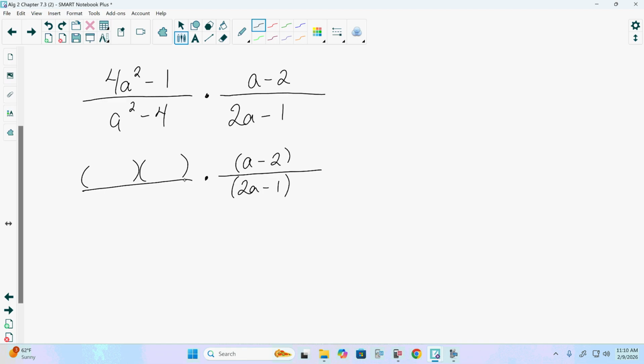We can start with 1. Well, what times itself is 1? 1. 4a squared, well, a squared is indeed a and a. What times itself is 4? 2. So really we're saying that 2a times 2a is indeed 4a squared. 1 times 1 is 1, and the signs would be opposite. A squared minus b squared is equal to a plus b times a minus b.